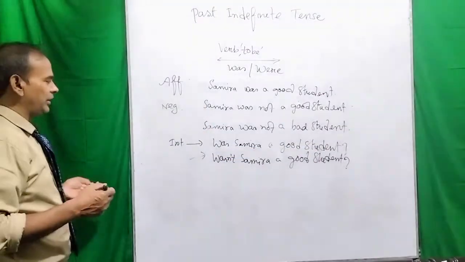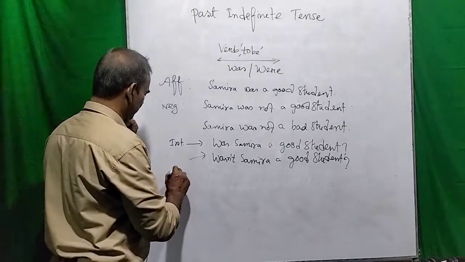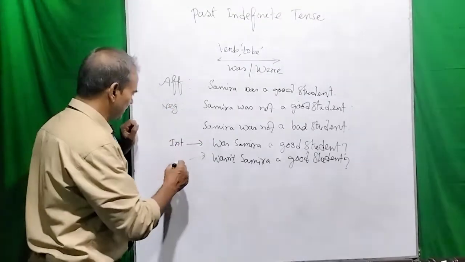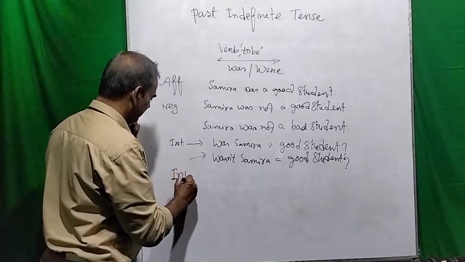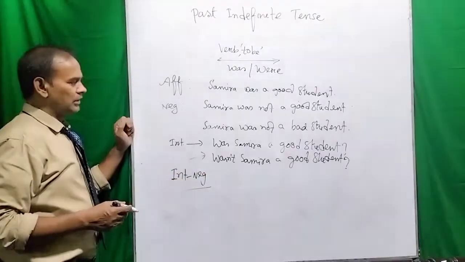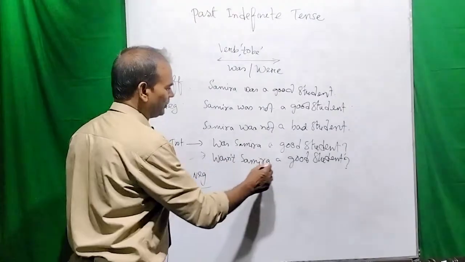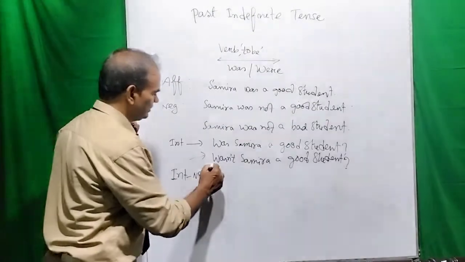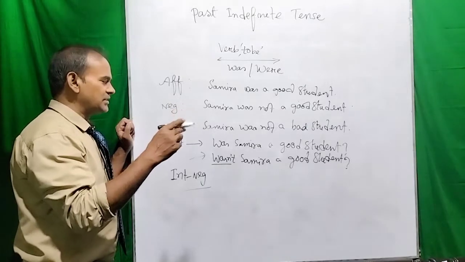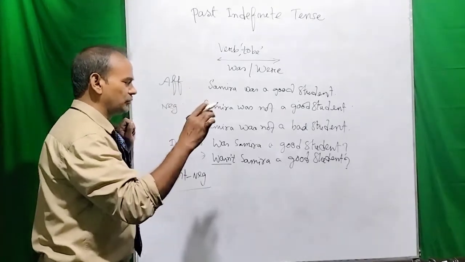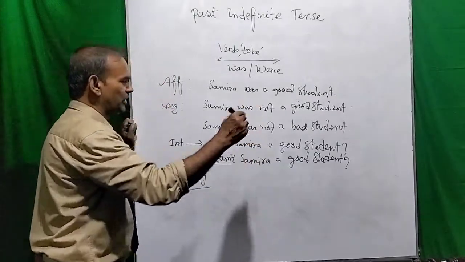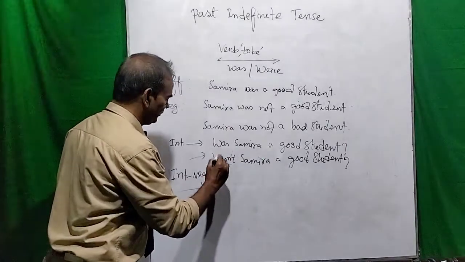And last of all, I would like to tell you that we can use the fourth phase of our interchange of sentences, that is interrogative negative. Actually, this is interrogative negative. Wasn't Samira a good student? When we are making the transformation of sentences about to be, we just want to sustain the meaning. We can make this sentence this way: wasn't Samira a good student?